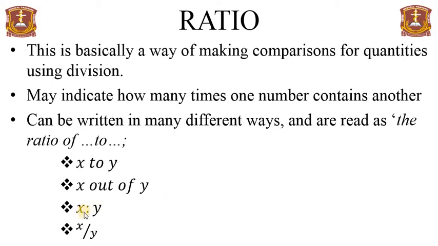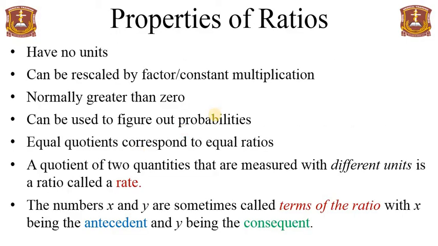Then we also have x colon y, that can also be trying to give us how ratios are compared or read. Then you also have, sometimes we use this format to also talk about ratios. So these are things you will commonly meet when you are talking about ratio. And properties of ratios include, they normally have no units. That is, if you are talking about similar quantities, because it's a ratio actually.